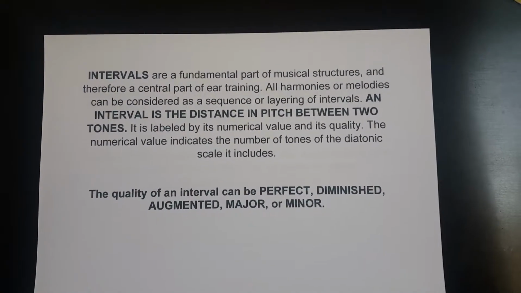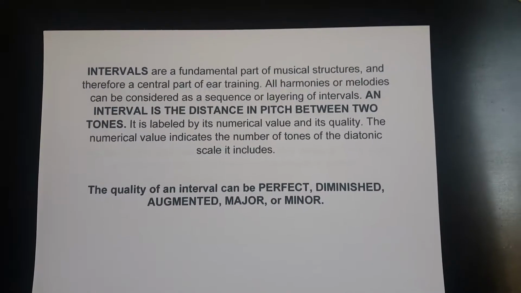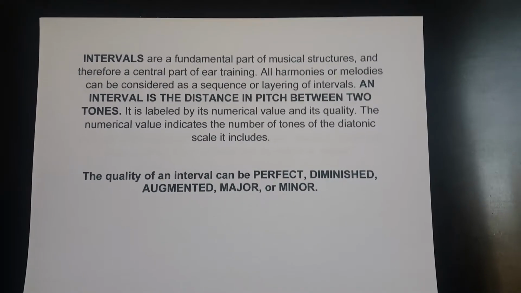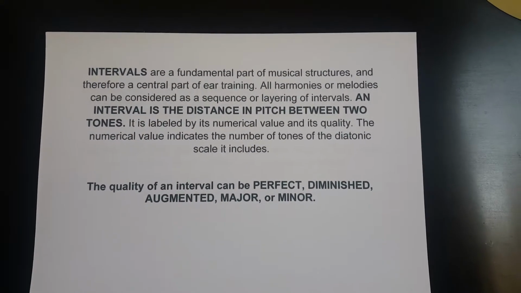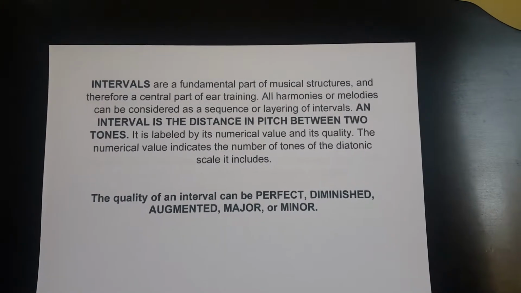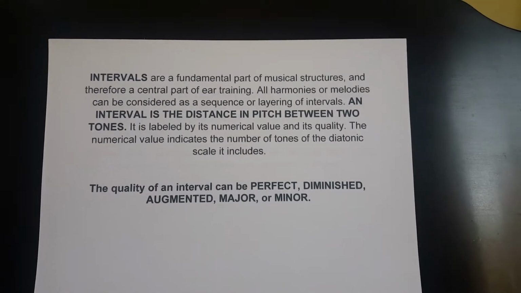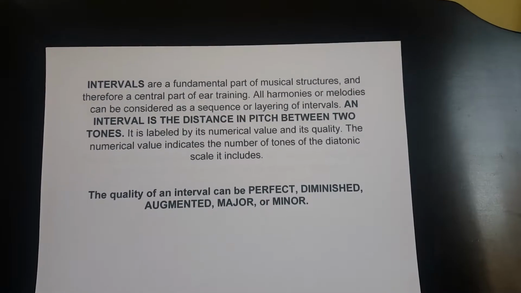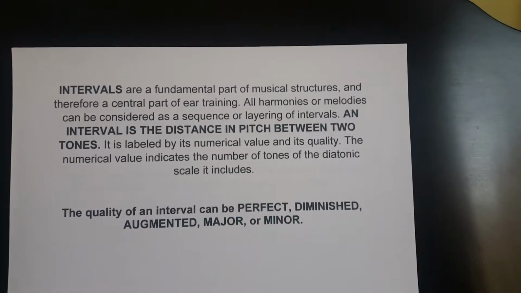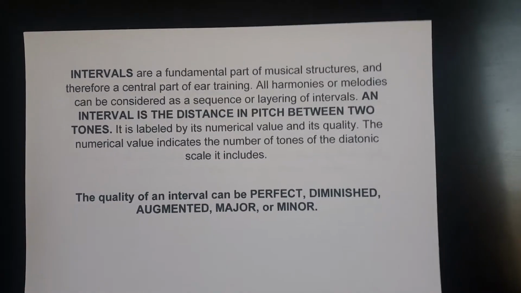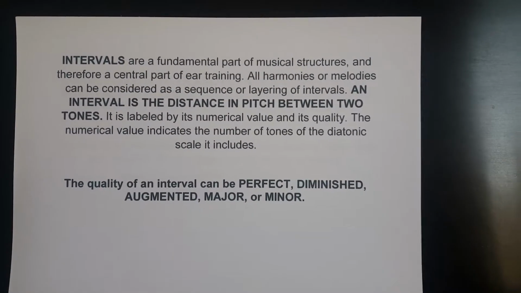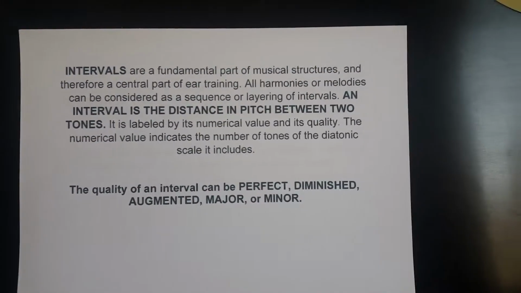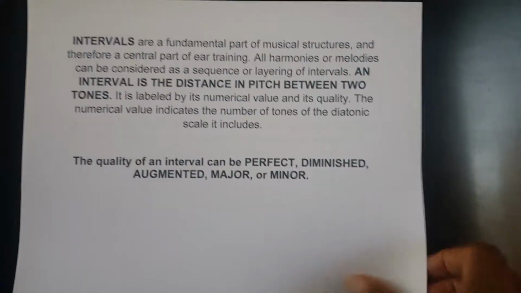So therefore, an interval is simply the distance in pitch between two tones. It is labeled by its numerical value and its quality. The numerical value indicates the number of tones of the diatonic scale it includes, and of course the quality is the distance itself and the distance that you hear. All right, so the quality of an interval can be perfect, diminished, augmented, major, or minor.